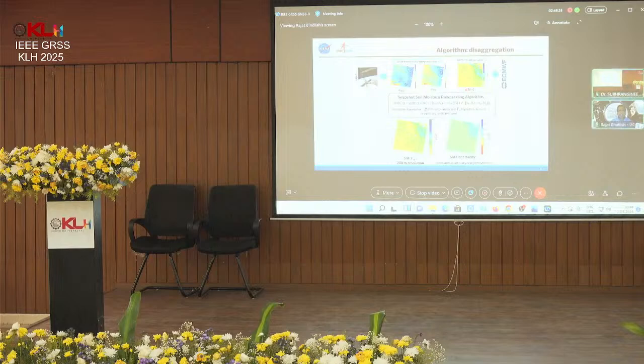The third algorithm that we are deploying uses ECMWF or ERA5 model estimates along with NISAR observations to disaggregate, and then it uses a beta and a gamma parameter based on the location and the vegetation conditions.